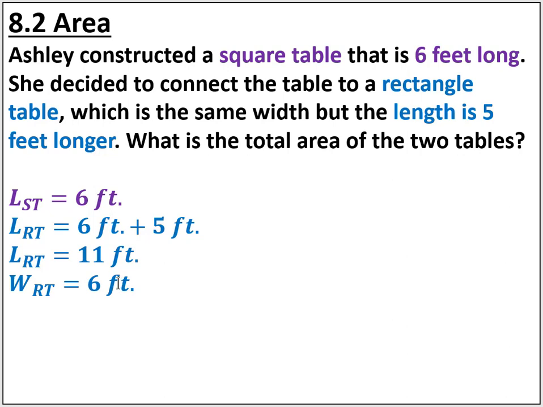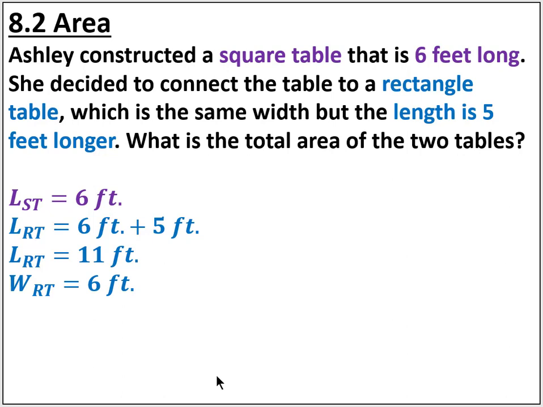Now, that's all the information we need for the rectangle table. And if you're having a question on why we only need the length of the square table, remember, a square table means that all the sides are equal. So you don't need anything else. You already have enough information to find the area of a square. A square, like I said before, has all sides equal, so you already know your length, which is also your width. So let's start finding the area of the square table.